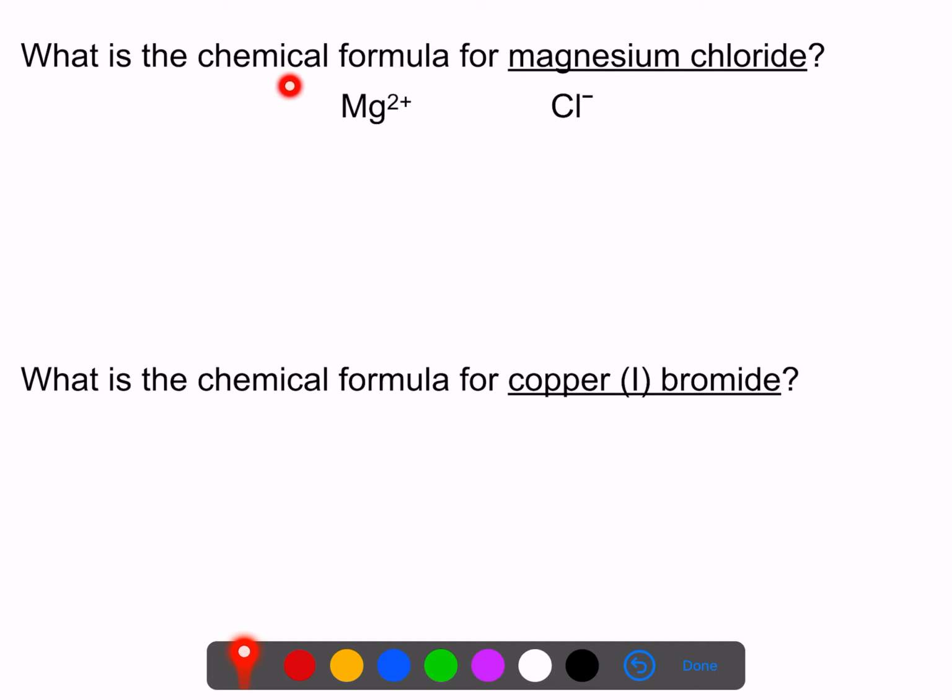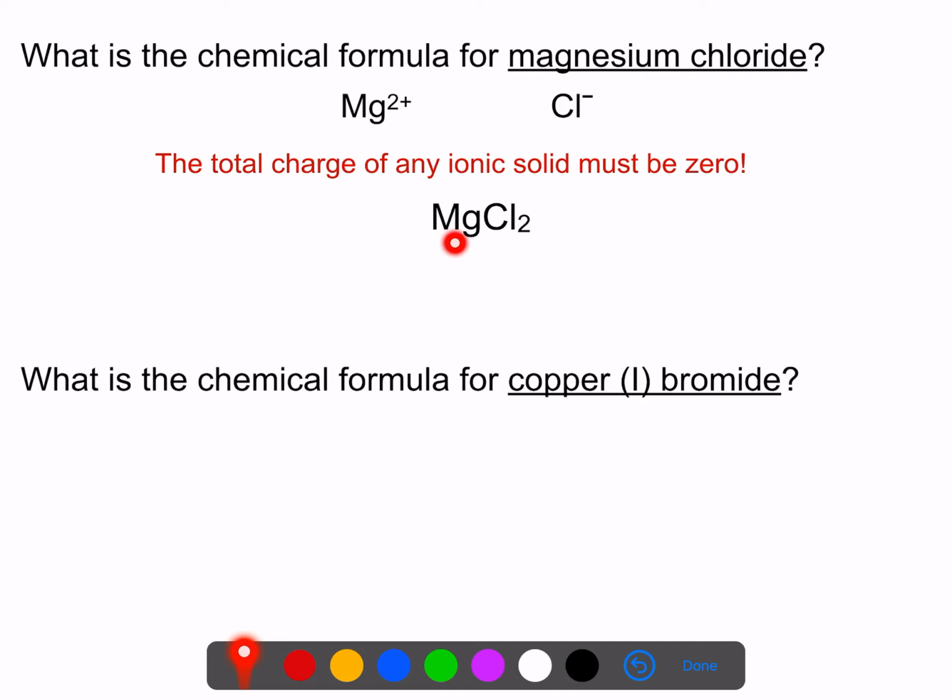And so when we write our chemical formula, the last thing to keep in mind is that our ionic compounds, when they come together, will always overall be neutral. And so we need the total charge of our molecular formula to be 0. Since we have a positive 2 charge here and a negative 1 charge here, we're actually going to need 2 chlorides to balance out the charge of our magnesium. And so our molecular formula will be MgCl2, with the subscript 2 to show that there's 2 of these chloride anions.